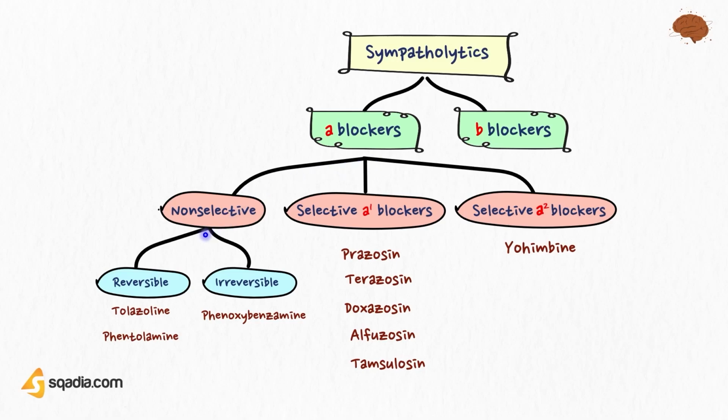Right now, we have discussed non-selective alpha blockers, which are reversible and irreversible antagonists. Reversible antagonists meaning that they bind reversibly to the alpha receptors, while the irreversible meaning that they bind irreversibly to the alpha receptors. Reversible examples we have is tolazoline and phentolamine, which we will discuss further, and the irreversible is phenoxybenzamine.